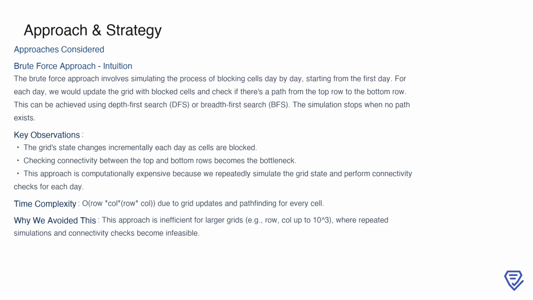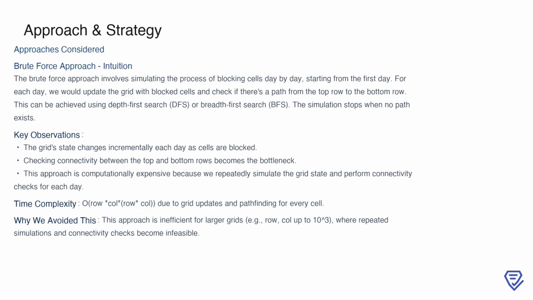The idea here is to simulate the process of blocking cells on the grid day by day. On each day, we update the grid to reflect the blocked cells and then check whether a path still exists between the top row and the bottom row. This can be done using depth-first search or breadth-first search. The process stops when no such path is found. However, there are important observations to note about this approach.